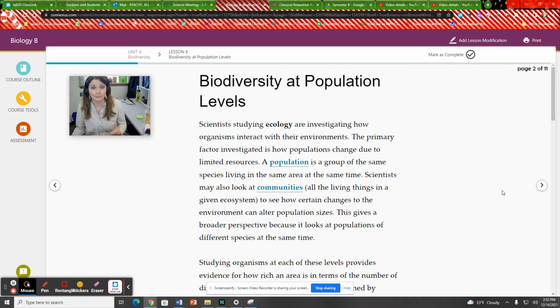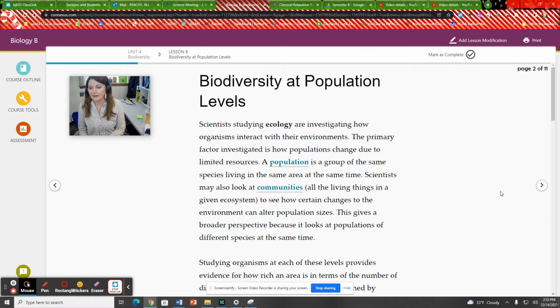And so again, we're touching on some of the topics we've already talked about in this unit. We first introduced the term ecology here. Ecologists investigate how organisms interact with their environment. And it's important that they're also investigating how populations change due to limited resources. So how do changing environments affect populations of organisms? This is something that scientists are very interested in.